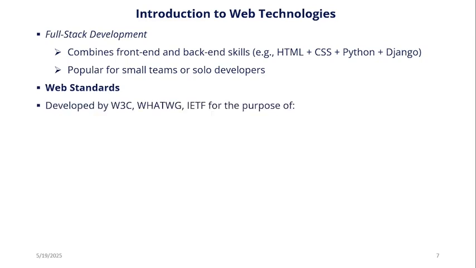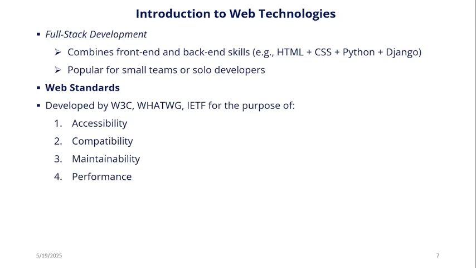There are standards that are developed by some organizations. One of them is called W3C, the other one is WHATWG, another one is called IETF, and probably a host of others. The purpose is they want to make the World Wide Web accessible to as many people as possible. They want the interactivity of systems within the web to be compatible. They also want the web to be maintainable, and they want the performance to be good. So standards are being created.